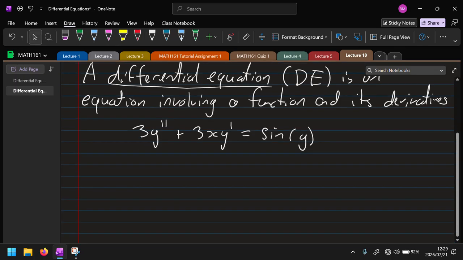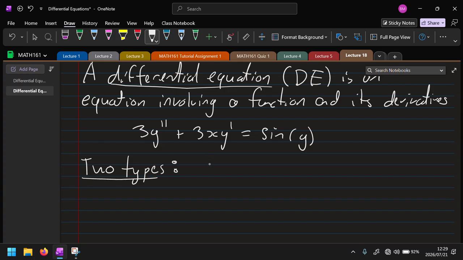Now we get two types of these in general. We're only going to be looking at the first type. The second type you'll look at next year, and that is an ODE and a PDE. So two types. Number one is an ODE. This is an ordinary differential equation.